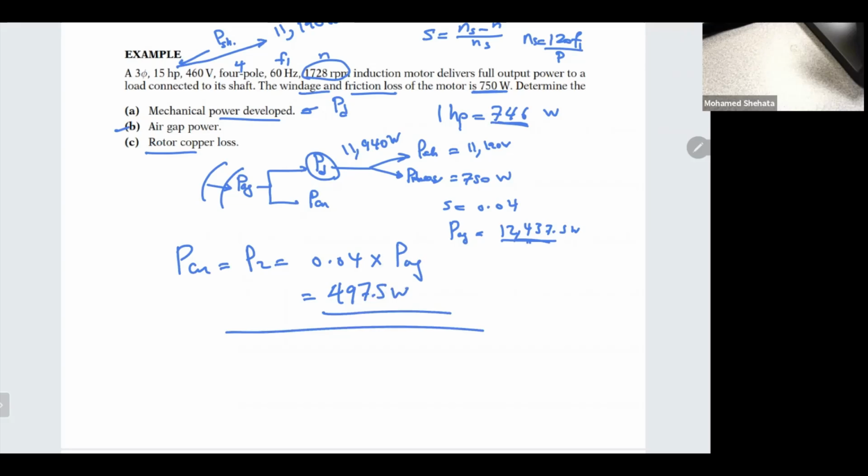Any question? We'll continue next time to discover the characteristics of the induction machine, and how we start the machine and the normal operation.